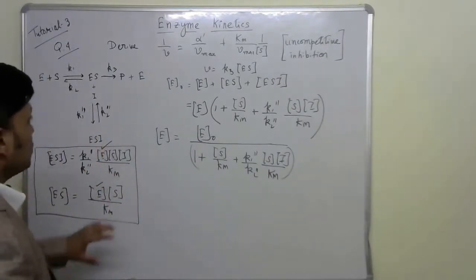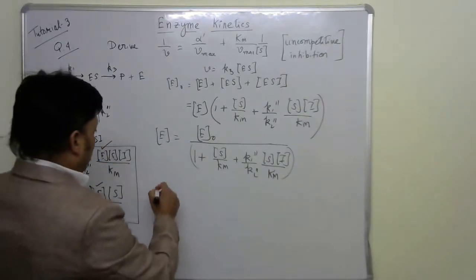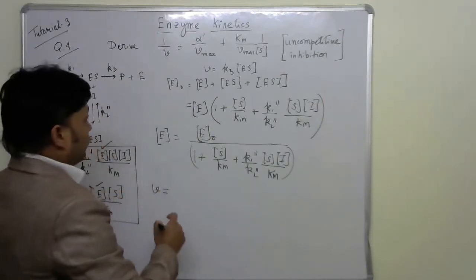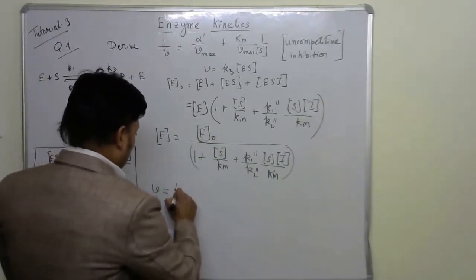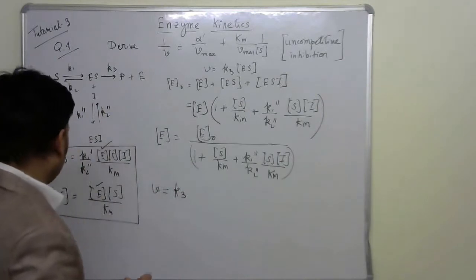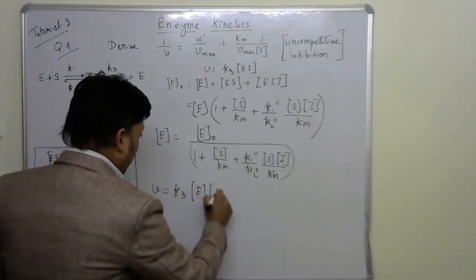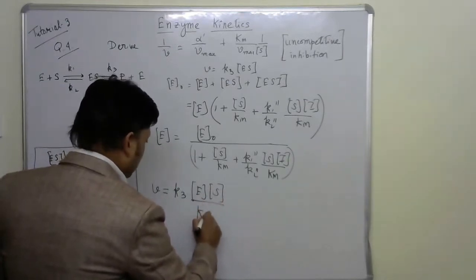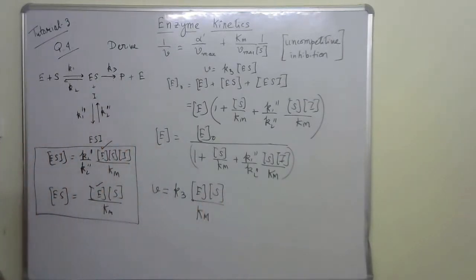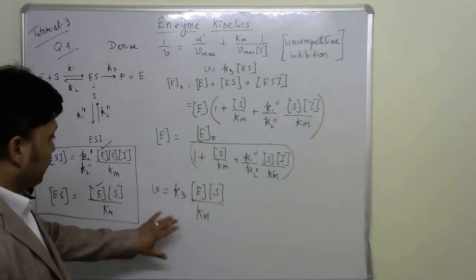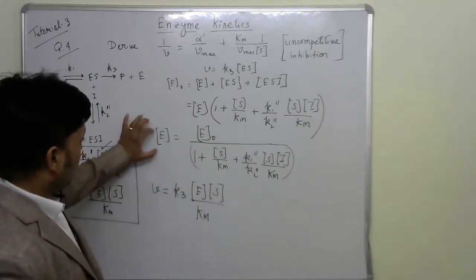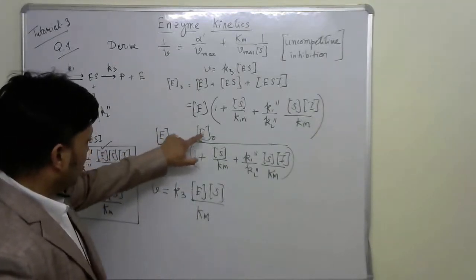Okay, so now let's try to find the velocity value V. So V is equal to K3 multiplied by ES. And what is the value of ES? So we are going to replace the value of ES, whatever we have found so far, by applying steady state approximation. So this becomes ES, and then simply we have to plug in the value of E from here.